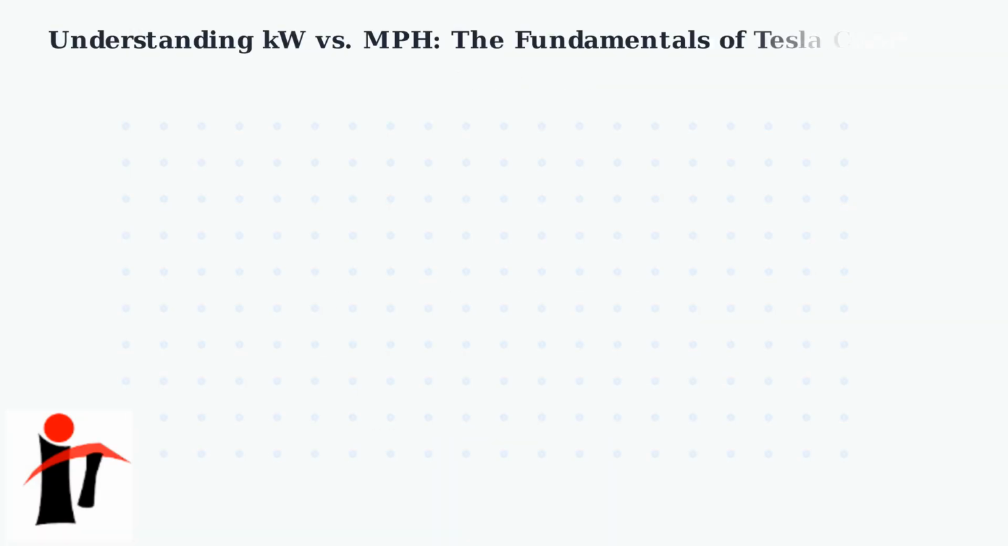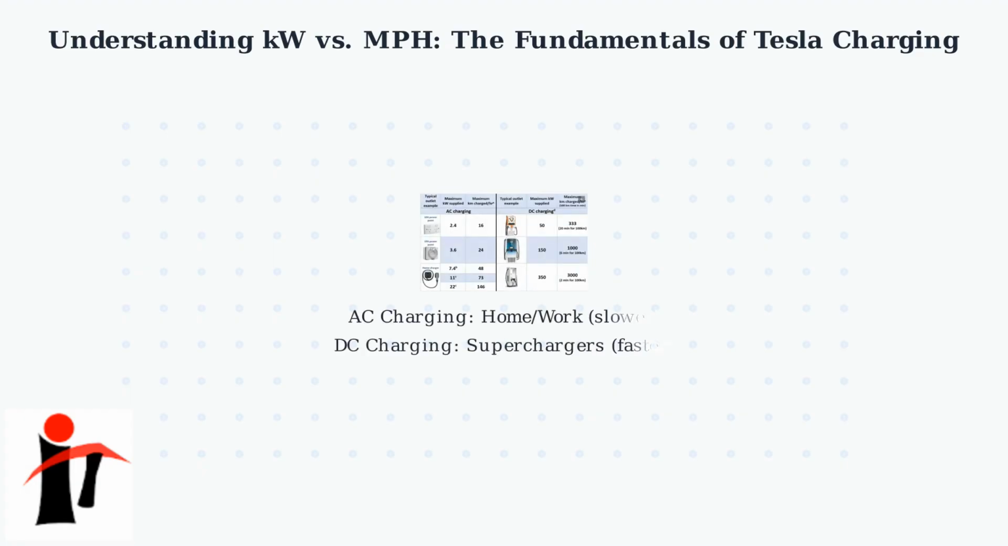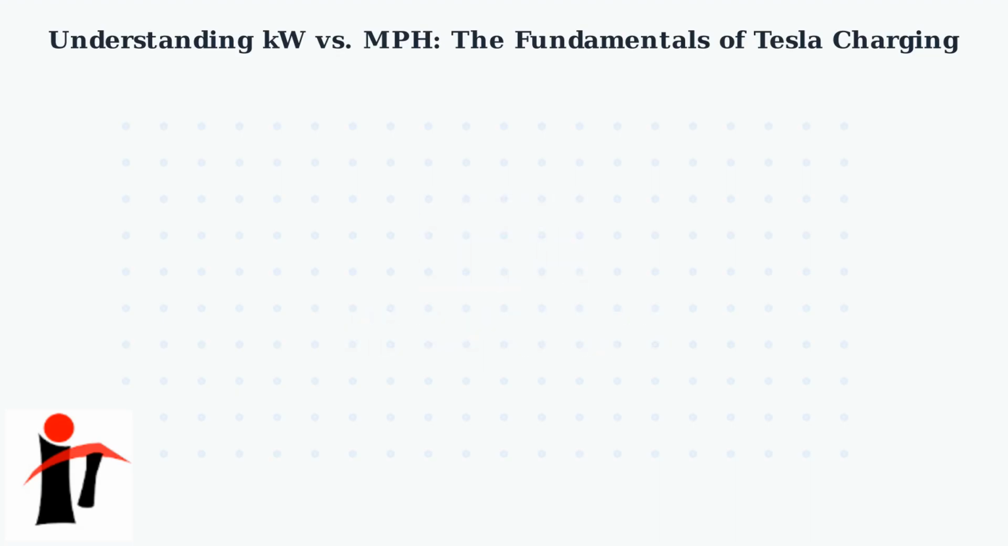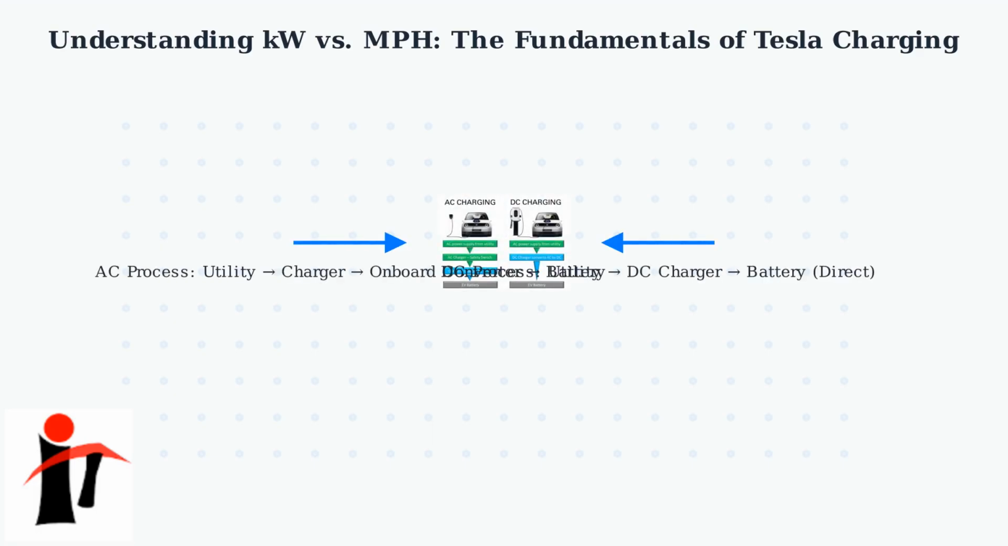Tesla vehicles use two main types of charging: DC fast charging at Superchargers and AC charging at home or work. DC charging provides high power directly to the battery, while AC charging converts alternating current to direct current through the vehicle's onboard charger. The charging process differs between AC and DC.